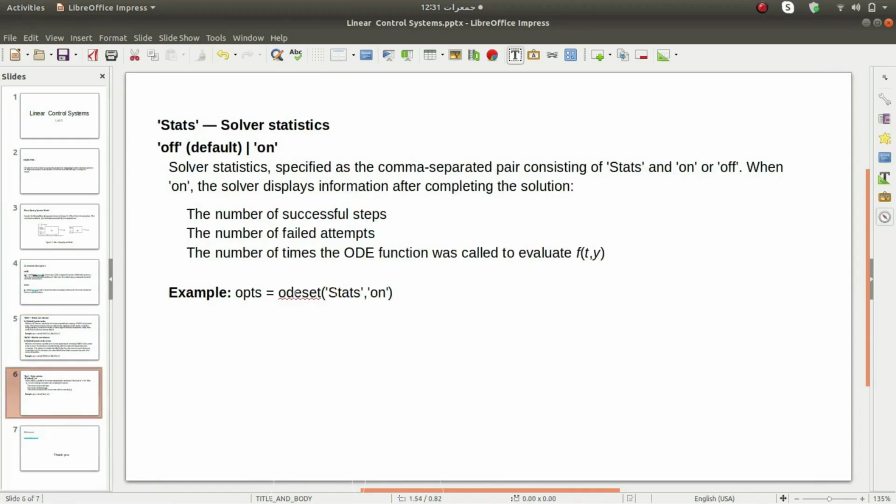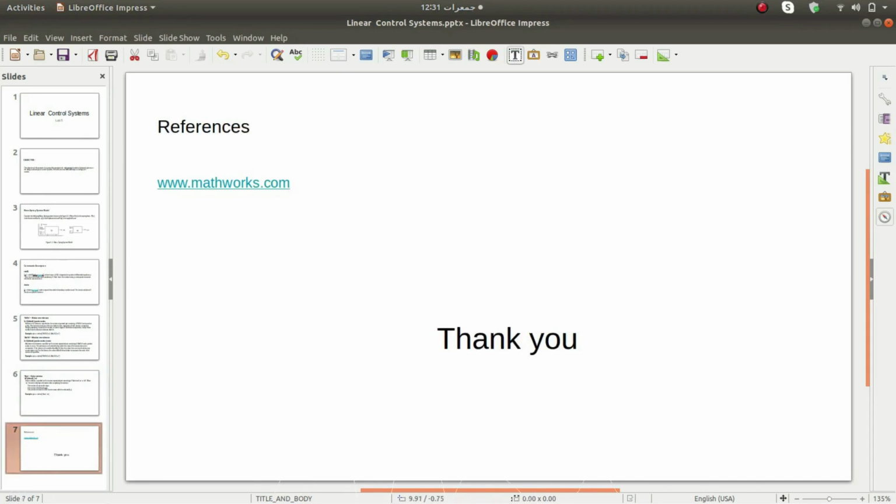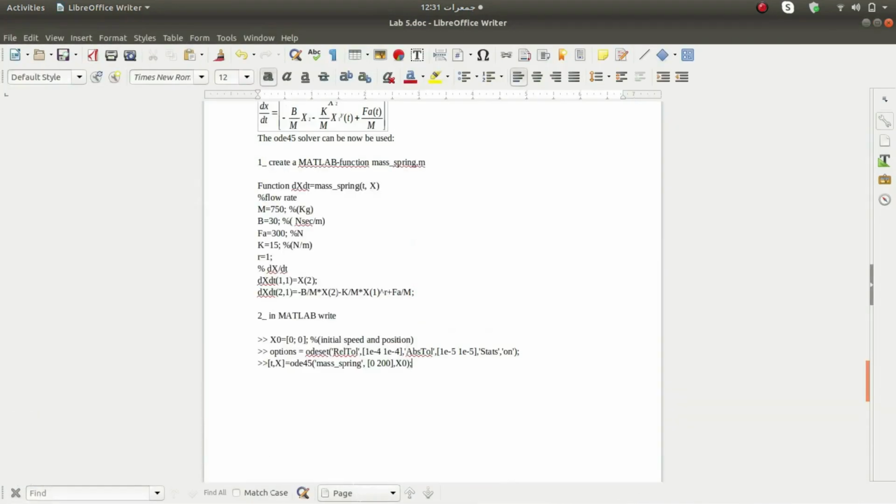The third one is stats on. Stats on is off by default, but if we set it on, it will give the number of successful steps, the number of failed attempts, and the number of times the ODE function was called to evaluate. So it will give you the values of the inner properties of the ODE function command. So these are the commands. I hope these commands are clear to you all, and in the last we have an exercise.